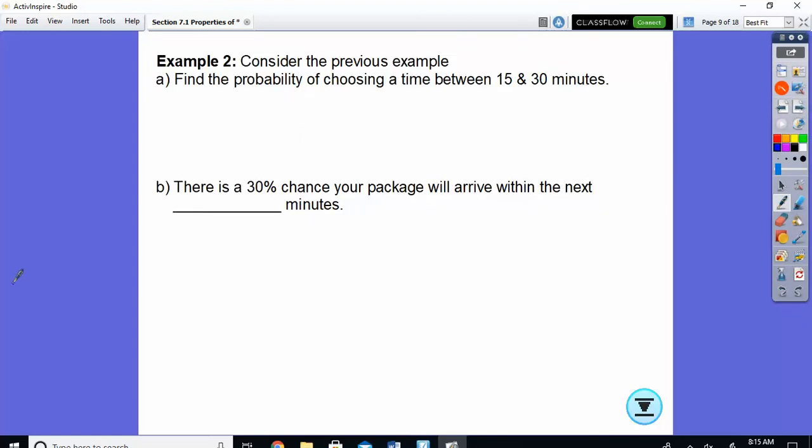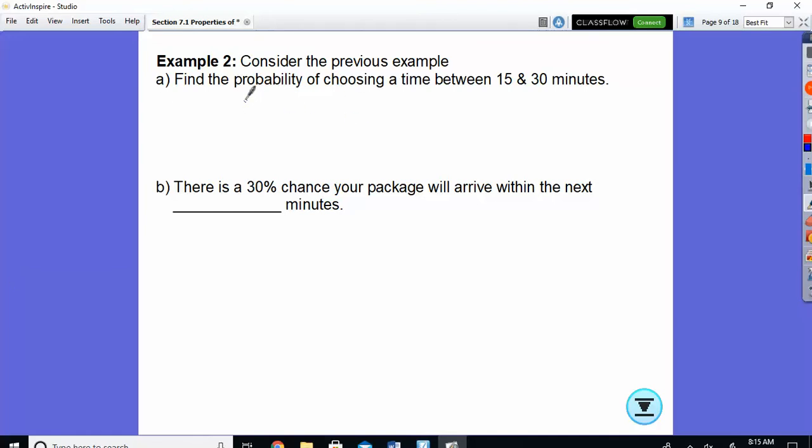So we could use this to answer a few questions. Find the probability of choosing a time between 15 and 30 minutes. So we know that the probability is 1/60. If you are between 15 and 30 minutes, how wide is that time interval? 15. So you just take 1/60 times 15, and you get 0.25. So there's a 25% chance my package will arrive between 10:15 and 10:30.